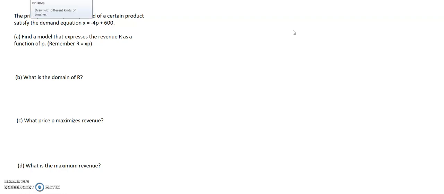Okay, in this problem, we're going to talk about revenue. And before we start that, I just want to make sure everybody understands what revenue is. Revenue is the amount of money that you have after you sell whatever it is that you're selling. So it's not the same as profit. Revenue is just the amount of money that you get.